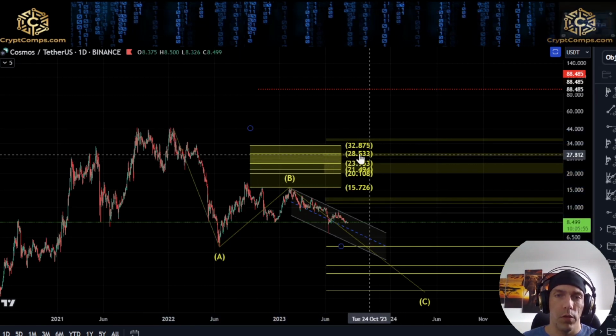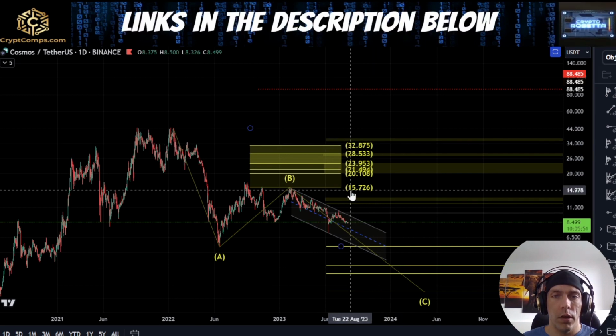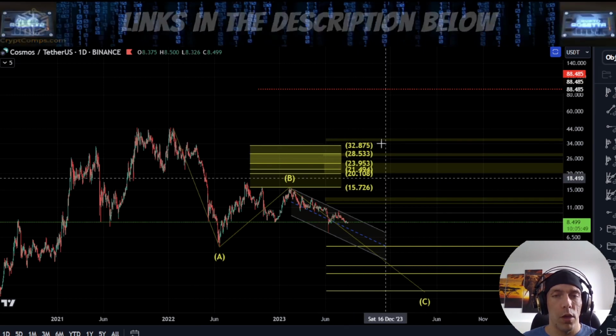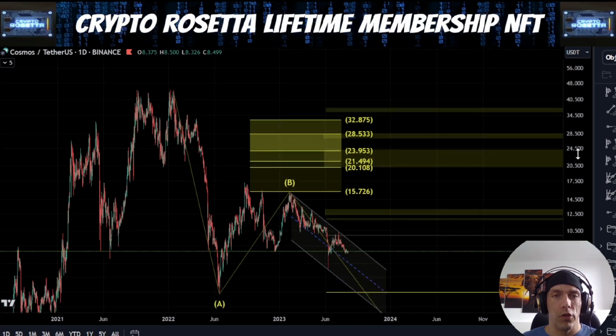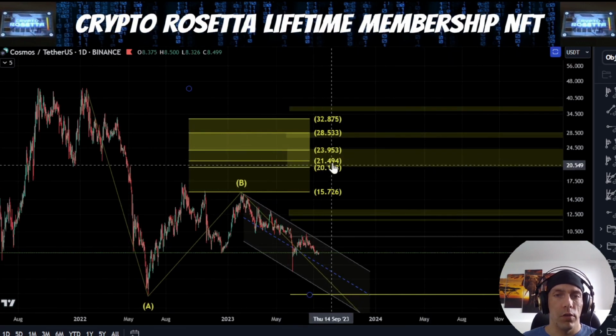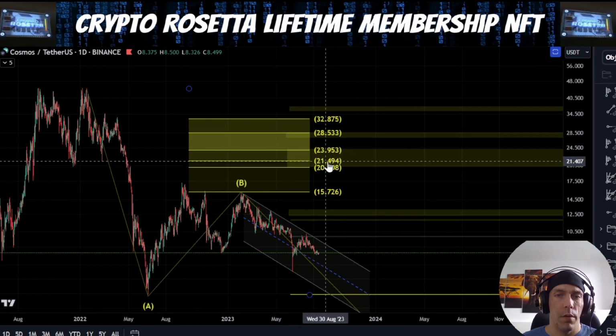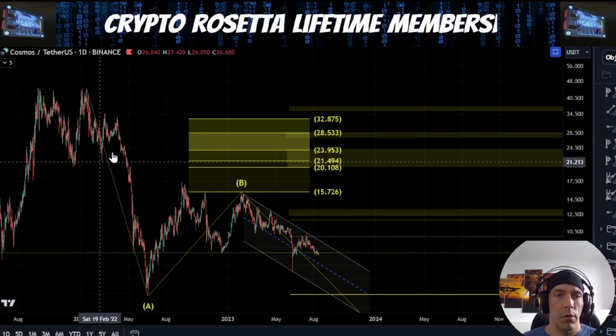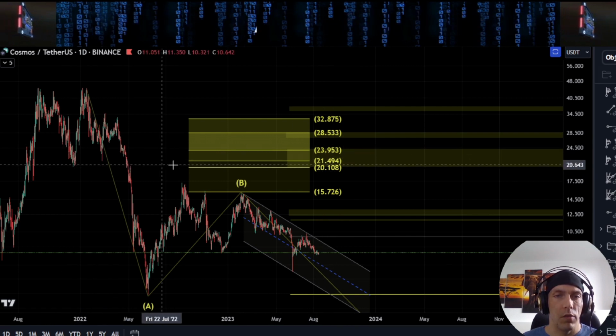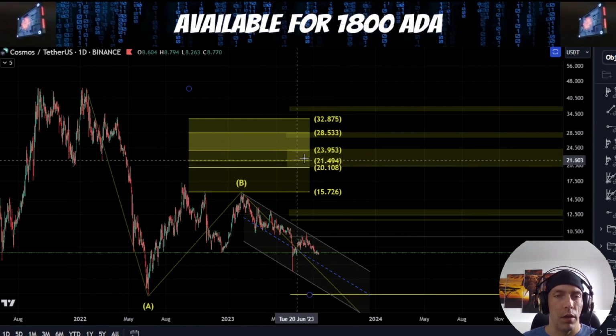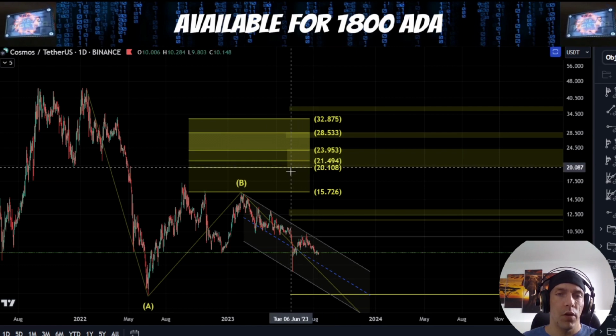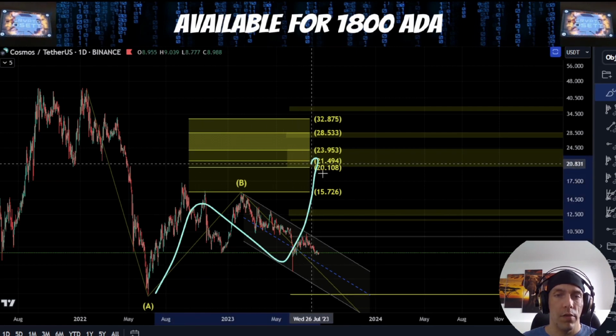We look to push up to the zone of this 32.87 to this 15.72 again, and then look for a rejection in this area. Now, an interesting zone for me would be this 21.49 to this 20.10 area, as this would be bringing us back into these lows here, also into the bottom end of this box here. So if we do see price look to push up here, where this becomes ABC, we could still look for that continuation down.